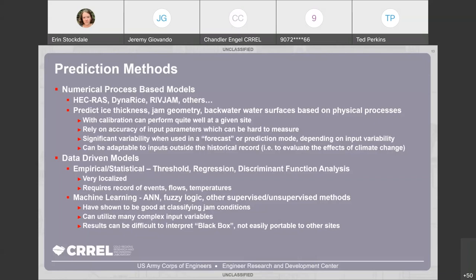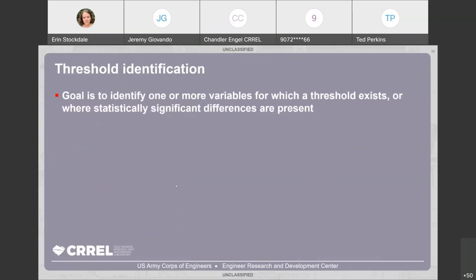And so they tend to work really well for events that have occurred before, but they can have poor predictive power for unusual or complex events that haven't been previously observed. So they're only as smart as the data that goes into them, just based on how they're built. So now we'll discuss some examples of these data-driven models. This is not, again, an exhaustive discussion, basically just a sampling of methods that have been used at CRREL.